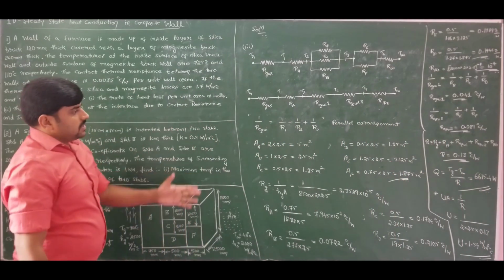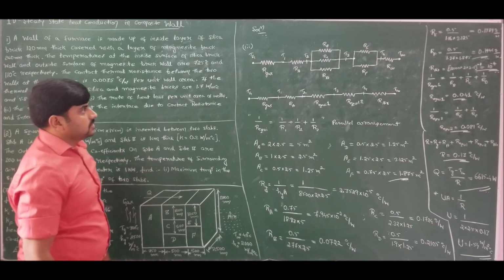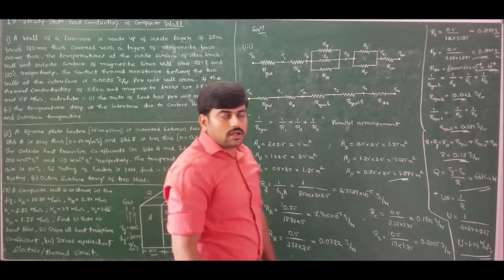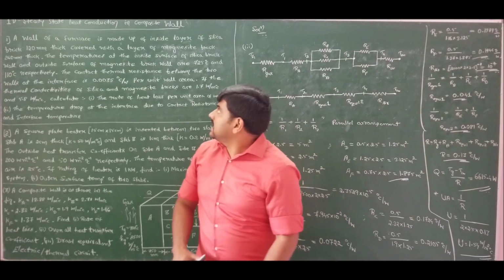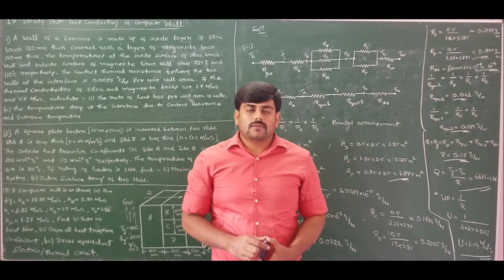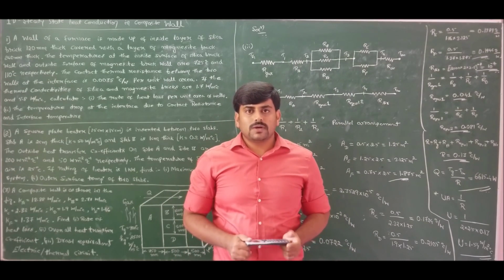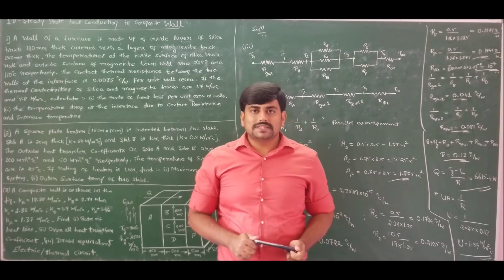So this is the complete solution for this problem. This completes our discussion on numerical problems on 1D steady state heat conduction in composite wall. From the next lecture, I will take up problems on 1D steady state heat conduction in composite cylinders.